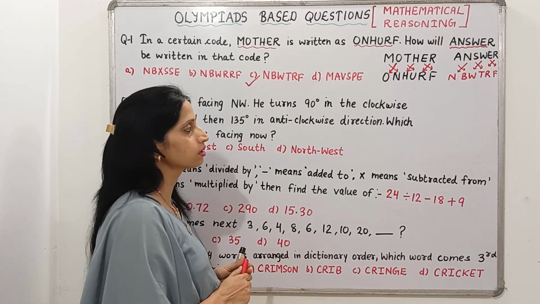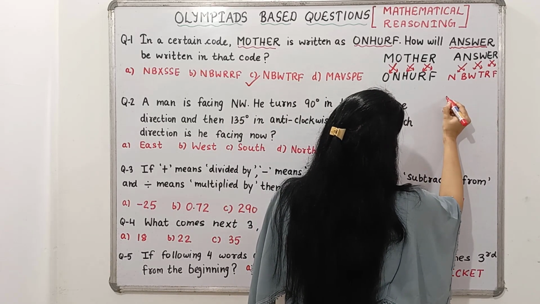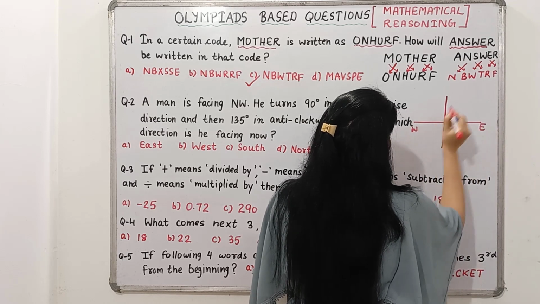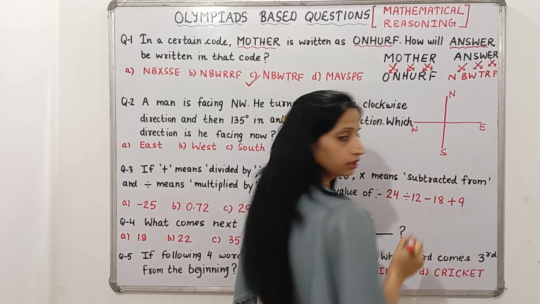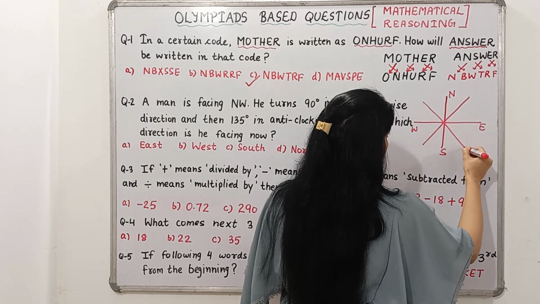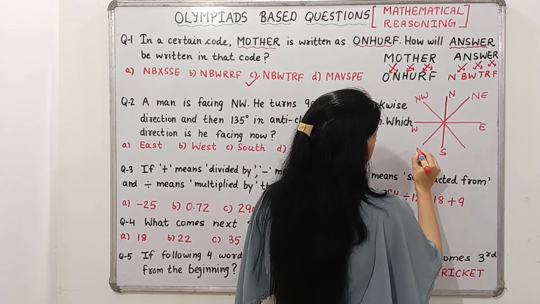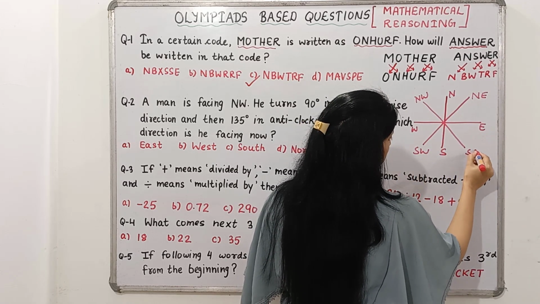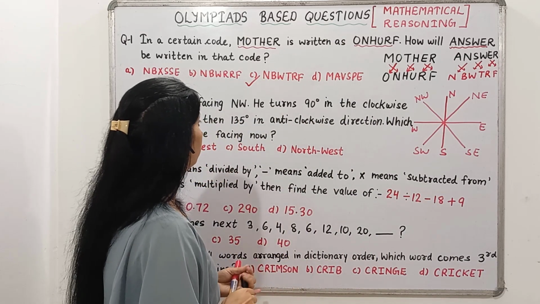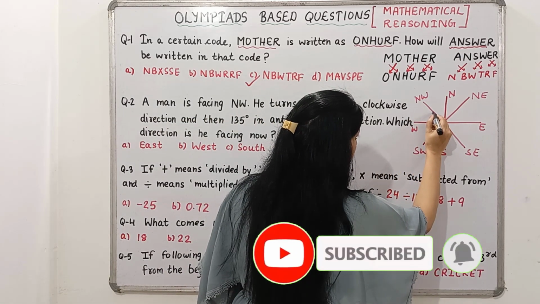So what we have to do for this? Firstly, we will draw a rough diagram of directions and subdirections. So let's draw. I am drawing roughly east, west, north, south. Now let's draw the subdirections as well. So this will be northeast, this will be northwest, this will be southwest, and this will be southeast. Okay. Now we will do whatever is given in the question. He is facing northwest, means the man is standing here.